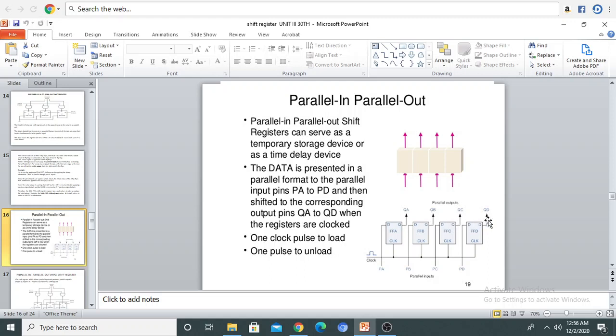QA, QB, QC and QD are outputs. PA, PB, PC and PD are inputs.